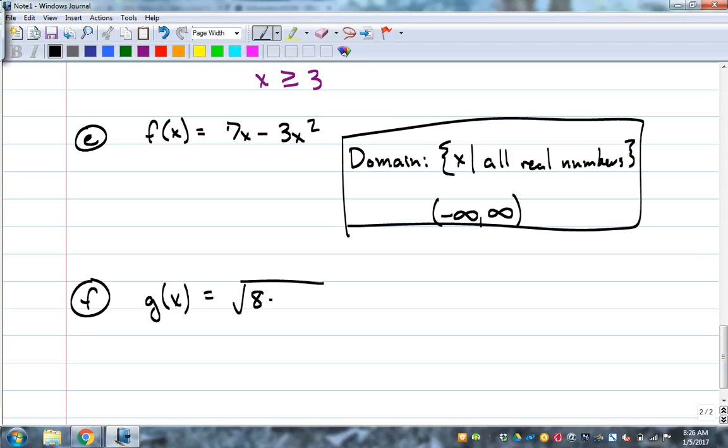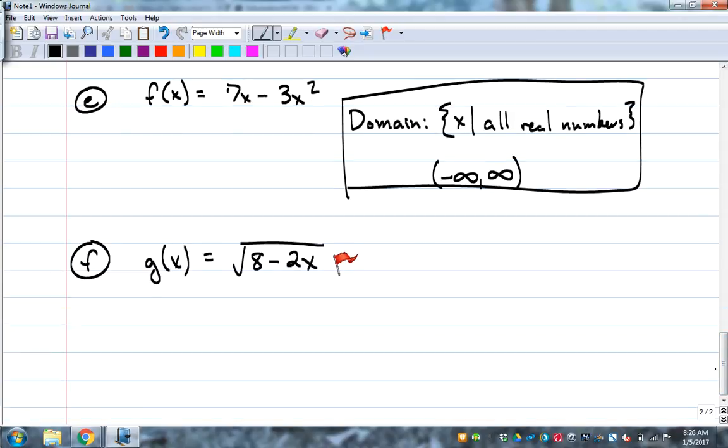All right, so let's look at this one. Little bit of a difference on this one. Red flag. Why? Got a square root. Got an even root there. So red flag. How do we find the domain of that square root stuff? Set it what? Greater than or equal to 0.